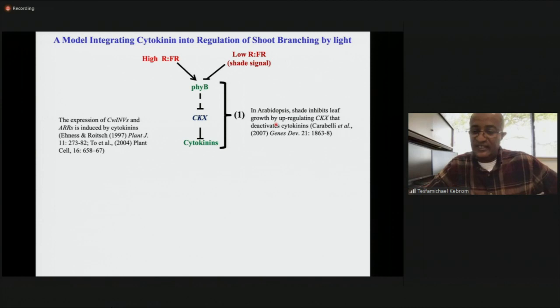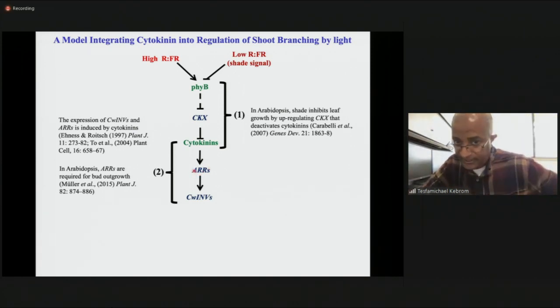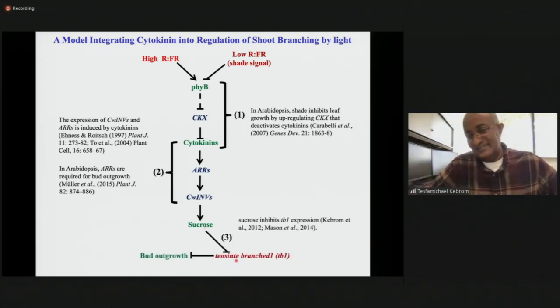Now, what does cytokinin do? Cytokinin activates genes called A-type response regulators. These genes are activated by cytokinin, and they activate cell wall invertase. So cytokinin activates the sugar importing mechanism. Once sugar is available in the bud, we know that sugar inactivates teosinte branched 1 expression. When sugar inactivates teosinte branched 1, the buds grow.